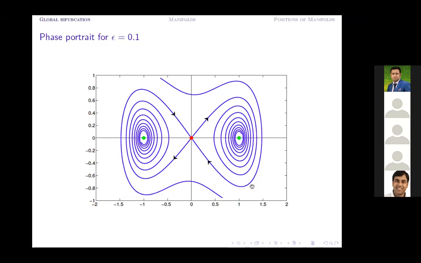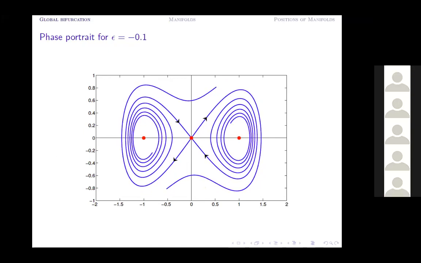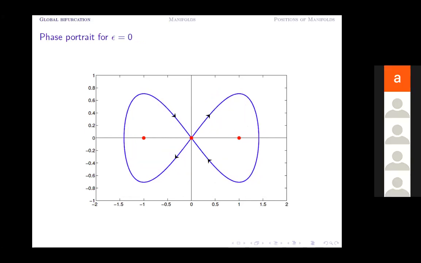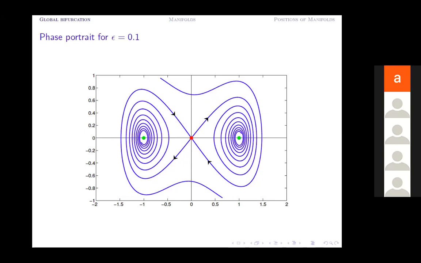So what is the most important part to observe here? If you go through these three pictures once again, that means the phase portrait for epsilon less than 0, phase portrait for epsilon equal to 0, phase portrait for epsilon greater than 0, what happens? There is no change in directions of the stable and unstable manifolds. They remain the same.